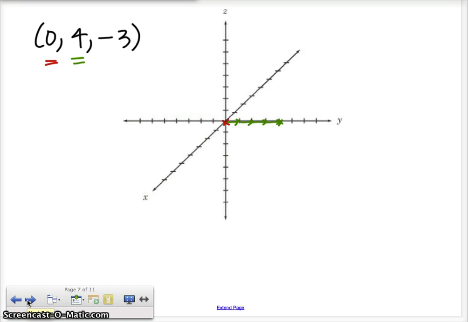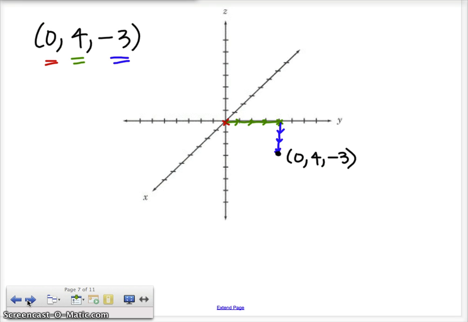And then we have to do the z. Z takes us down 3. Down 1, 2, 3. And there's our point. 0, 4, negative 3. Interesting, that point looks a lot like 4, negative 3, but with this extra axis, it's different. This is 0, 4, negative 3.